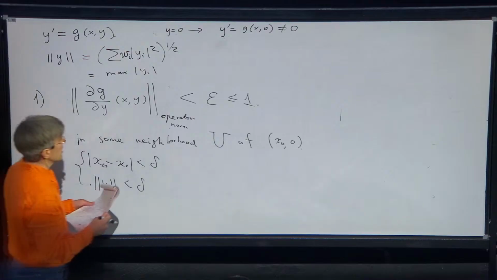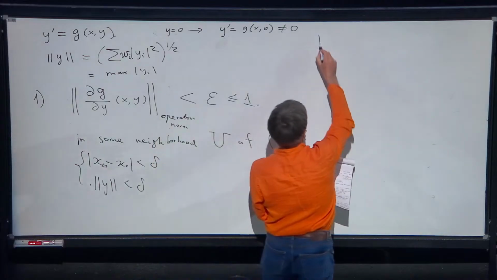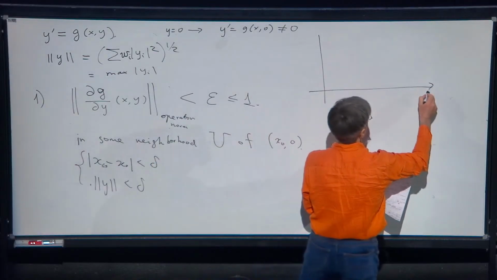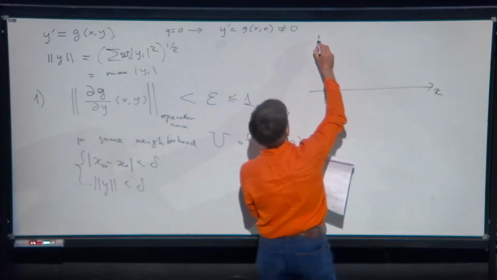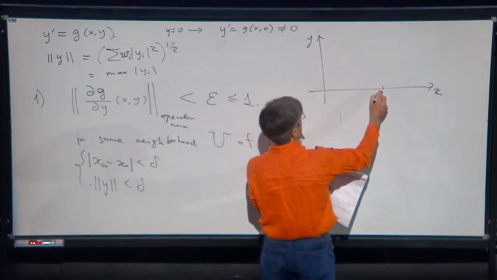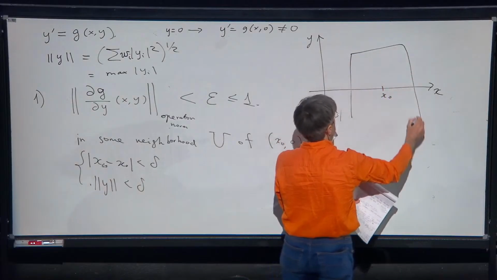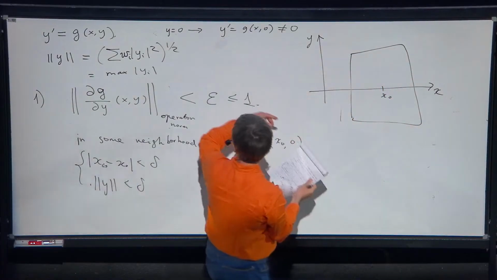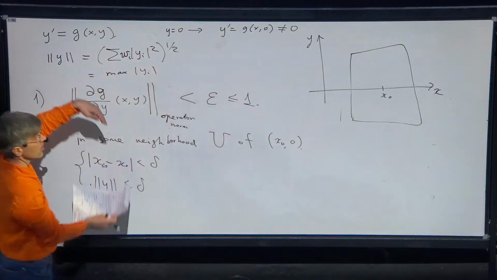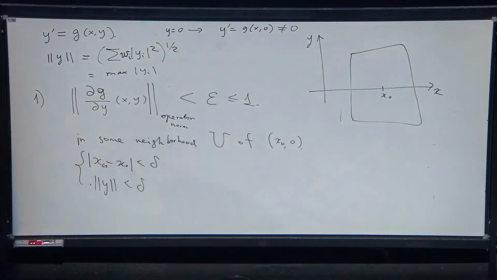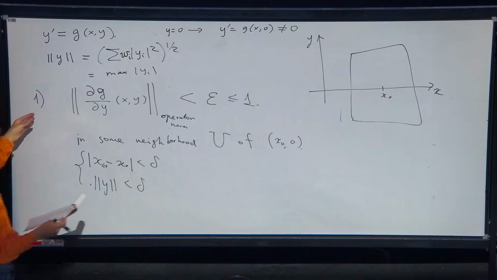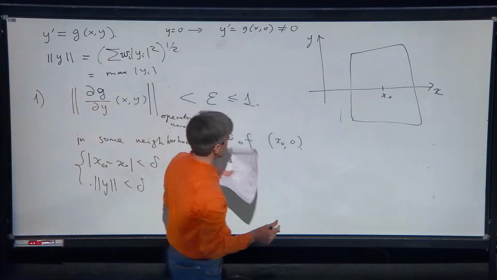So basically I'm saying that this is the x direction, this is the y direction, this is the x0 point, and so this is my neighborhood U. And so within this neighborhood, the map acts as a contraction in the y direction. So you have to show this. This is the first condition that you have to make sure is satisfied.